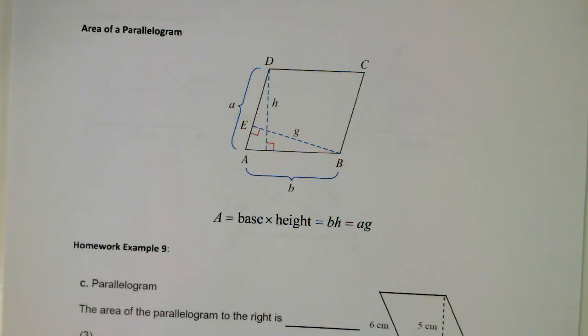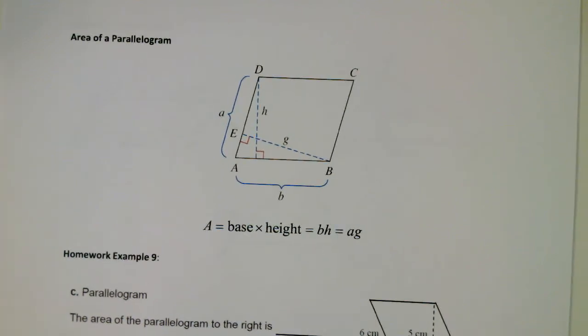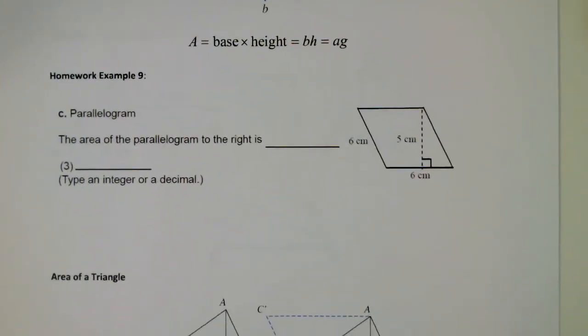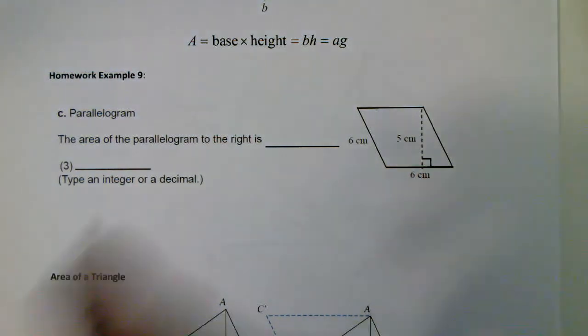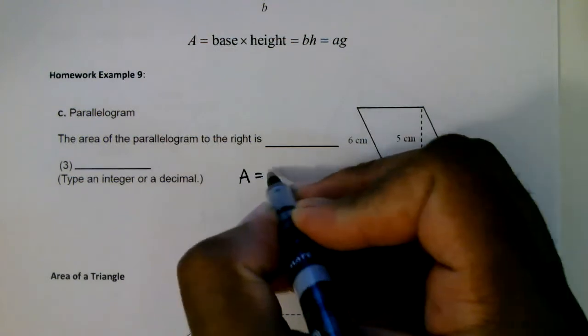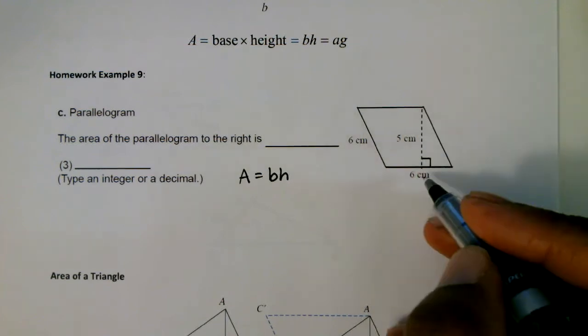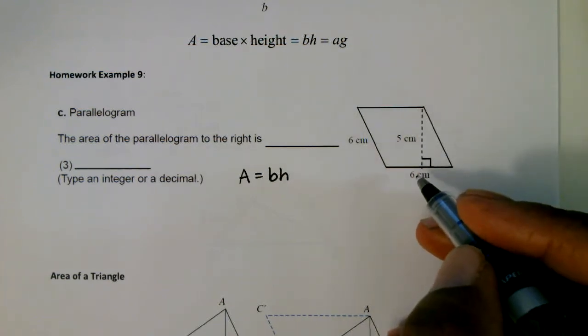And you want to be careful on identifying which one is the base and which one is the height, because some of the problems may give you more information than you need. Like in the homework example number 9. So let me bring that up. Say we have a parallelogram, and I want to find the area of that parallelogram on the right. So here I'm going to be using A is equal to the base times the height. Now keep in mind the base and the height are perpendicular to each other, so you only use those units.